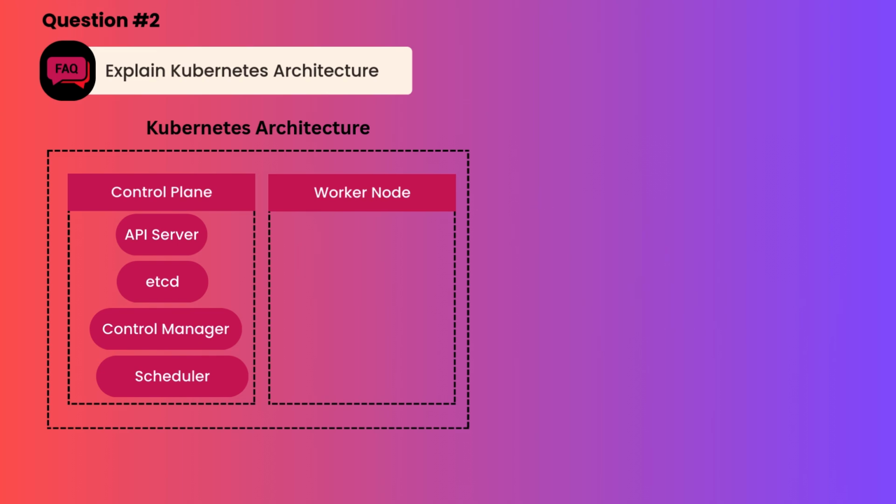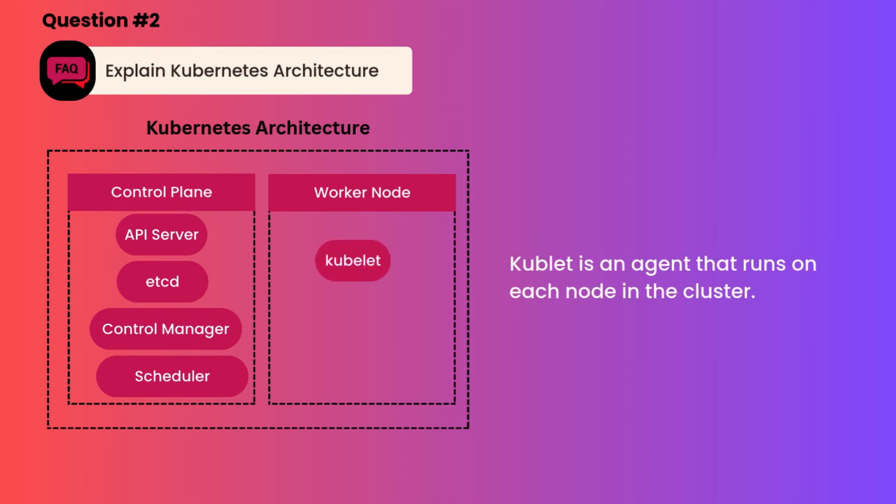Now let's see the components of worker nodes. The number of worker nodes depends on the number of applications, how many resources you need, and so on. On each worker node, we see kubelet. It is an agent that communicates with the control plane and manages pods on the node.